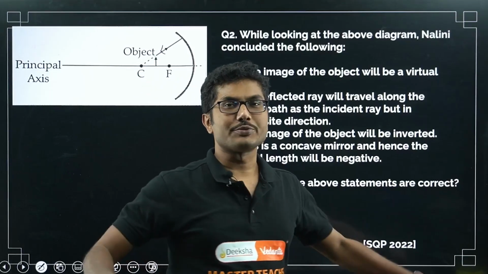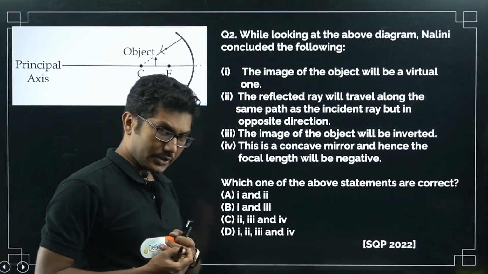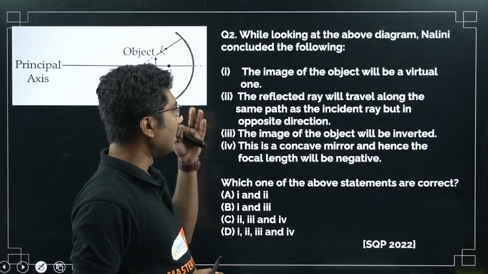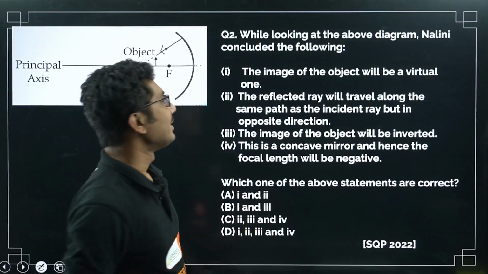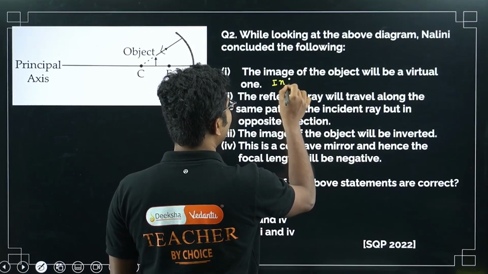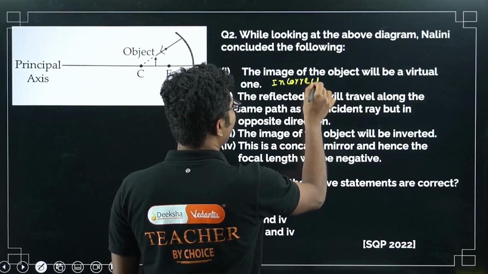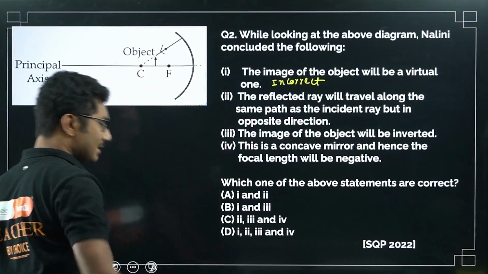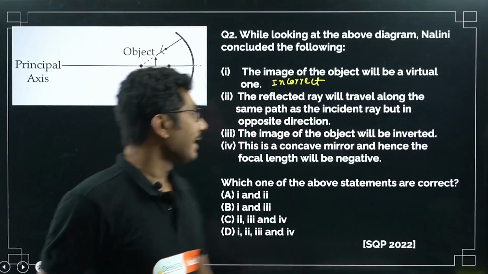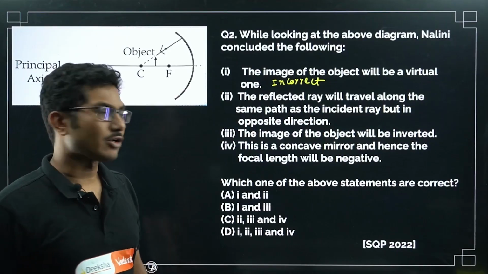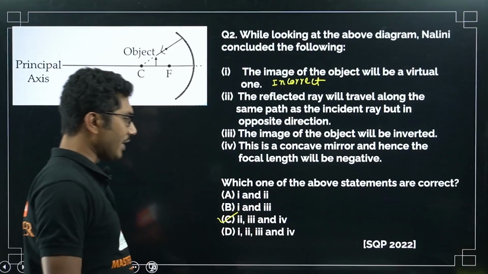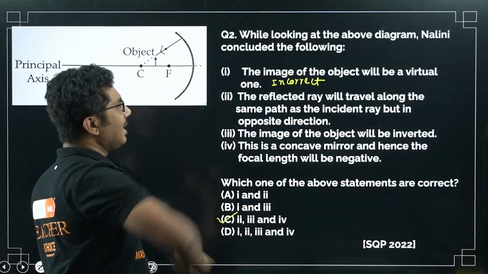Now out of these, there is only one observation which is incorrect. Can you tell me that? Those who are saying anything other than 1 are wrong. Only option 1 is incorrect, because it's a concave mirror and the object distance is more than the focal length, so definitely it will be a real image, not a virtual image. And 2, 3 and 4 are the correct observations.